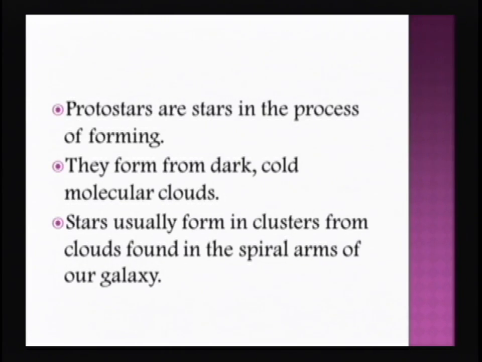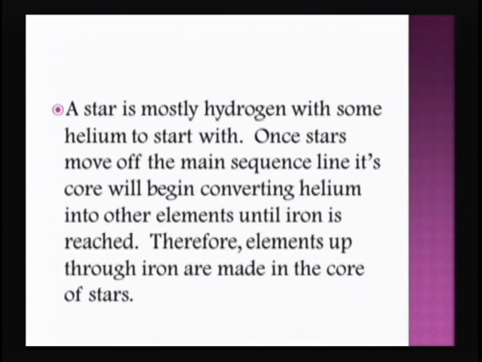Protostars are stars that are in the process of forming, and remember that they form in really dark, cold molecular clouds, and they usually form in clusters from the clouds that are found in the spiral arms of our galaxy. We'll come back a little bit more to these clusters in the next unit when we talk about galaxies and what's going on there and the formation of those spiral arms.